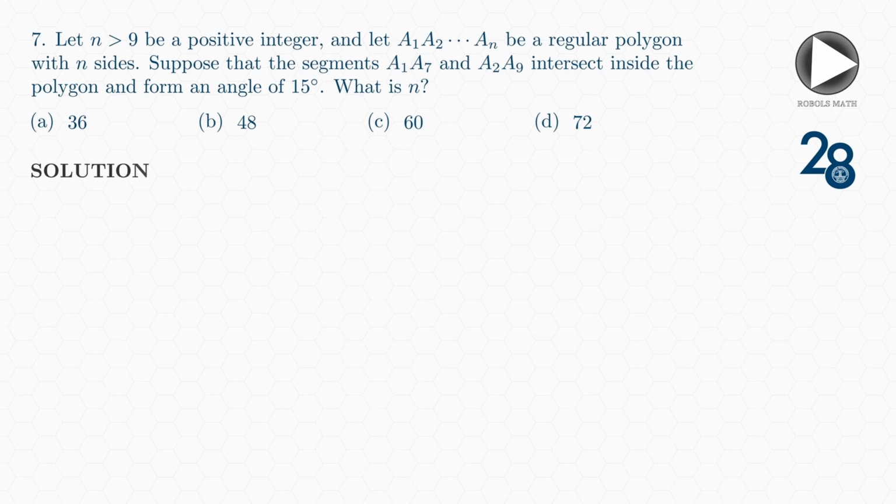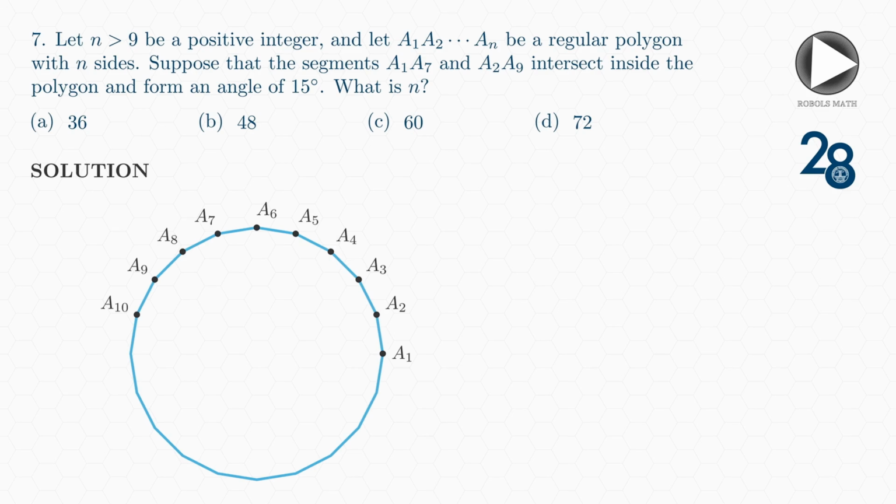So step 1, we draw a polygon. It looks like this. Label some vertices until a sub 9. And then draw the segment a sub 1, a sub 7, shown here in orange, and then a sub 2, a sub 9, shown in green. They intersect at a point inside, and the angle they form is 15 degrees, shown in gold. To aid us in solving this one, we draw a circle circumscribing the polygon, like the black one here.